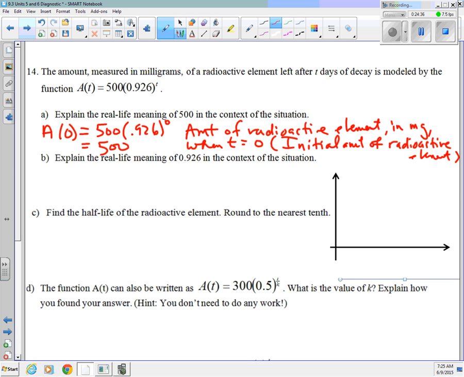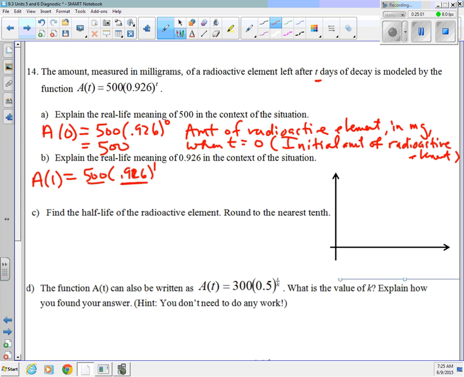Okay, so it says explain the real life meaning of 0.926. Well, 0.926 is the growth factor. So for example, if I put in A of 1, I would get 500 times 0.926 to the 1. So this would mean I'm taking 92.6% of 500, and that's how much I have after 1 day.